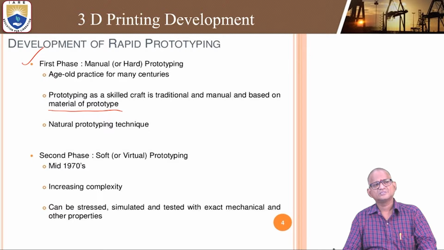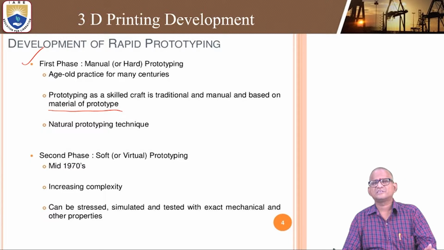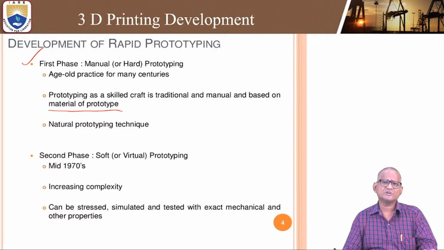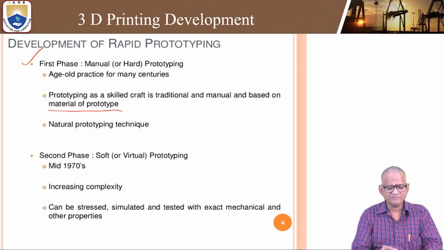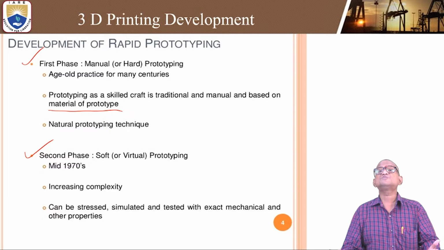If you use some low cost, low usage material for doing all those things, like foam and polythene, these can also be used to develop prototypes of equipment. And the second phase is soft prototyping or virtual prototyping.